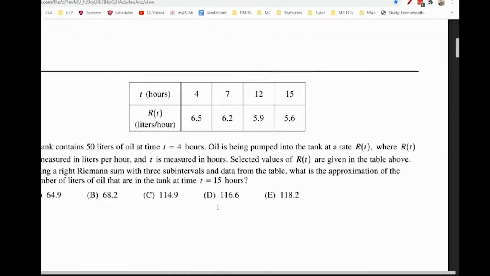Okay, number 8, it says, what is the approximation of the number of liters of oil that are in the tank at t equals 15 hours? If you notice, they give you rates, like liters per hour, and they give you time as well. So they give you the rate, and they're looking for the number of liters. So that is the antiderivative. So that is going to be unit 4. So we don't really need to worry about that. Actually, it's going to be unit 5 because it's an application problem. So we're not going to worry about number 8.